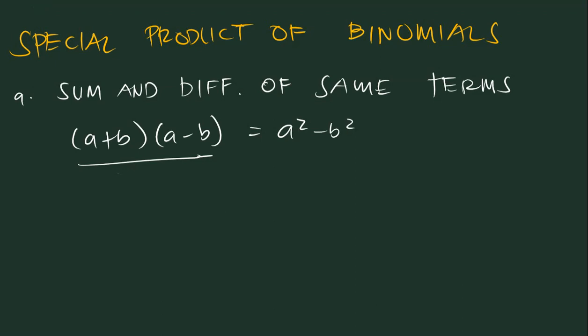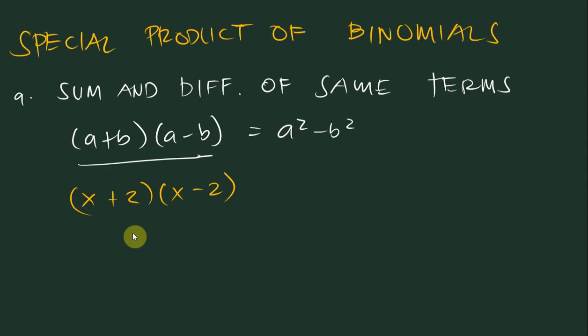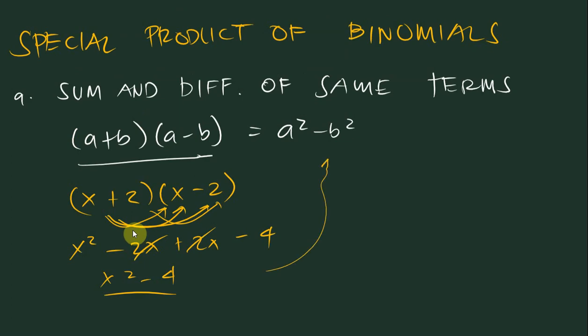So let's give an example here. Let's say we have x plus 2 here and x minus 2. If we perform this, we have x squared minus 2x, and then we have here plus 2x, and then minus 4, right? So this will just cancel out if this is the structure. So we are left with x squared minus 4.